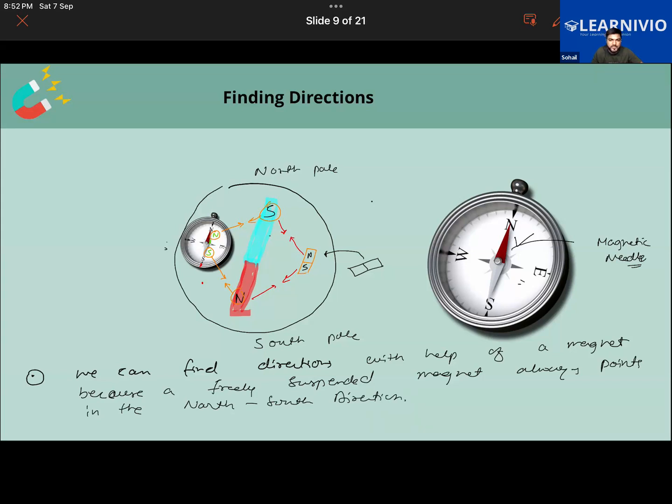Like we have the example of a compass, the magnetic needle of a compass. You guys write down this thing.